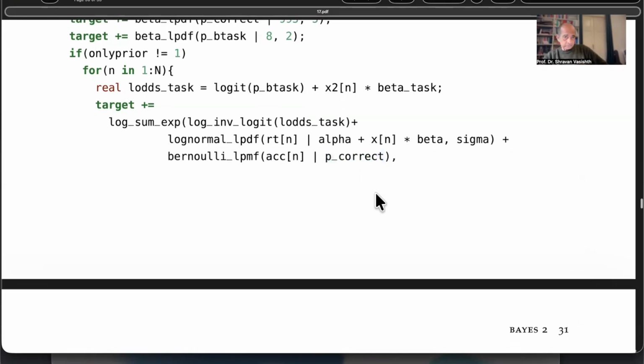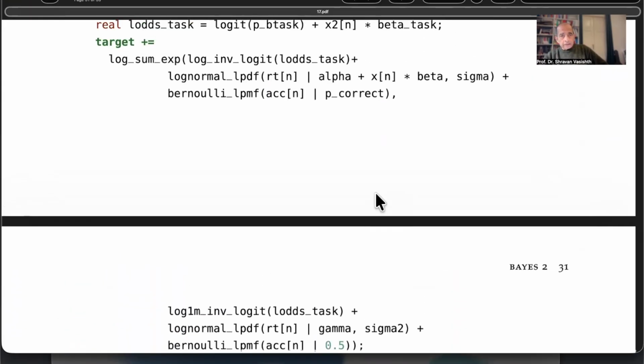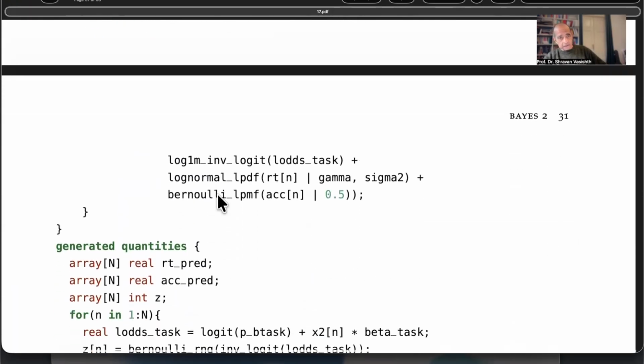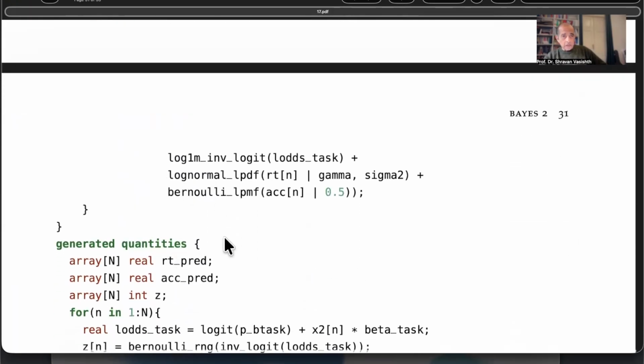Okay. So that's the first term, in the log sum exp function. Remember, the second term is now talking about the situation where you're not engaged, right? So that's the log 1 minus inverse logit, because the probability would be 1 minus whatever the probability of task engagement would be. So that comes here.